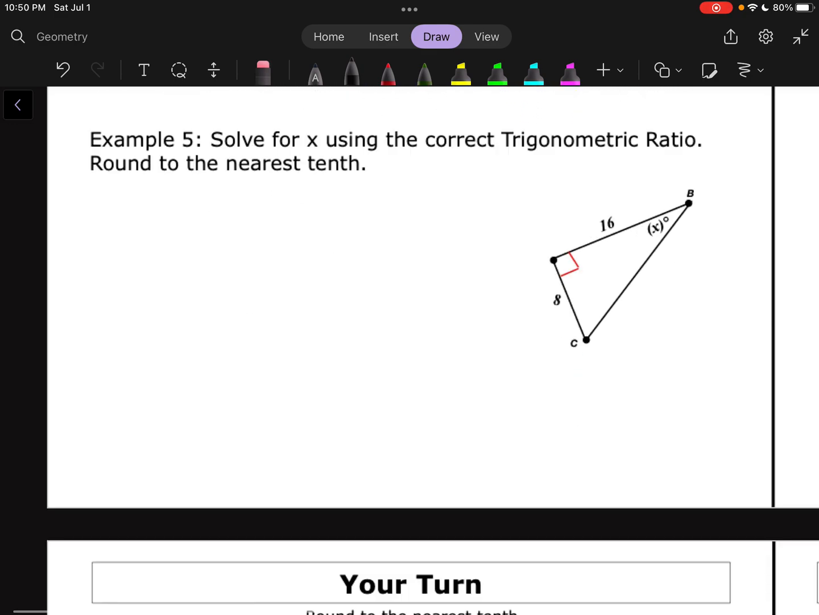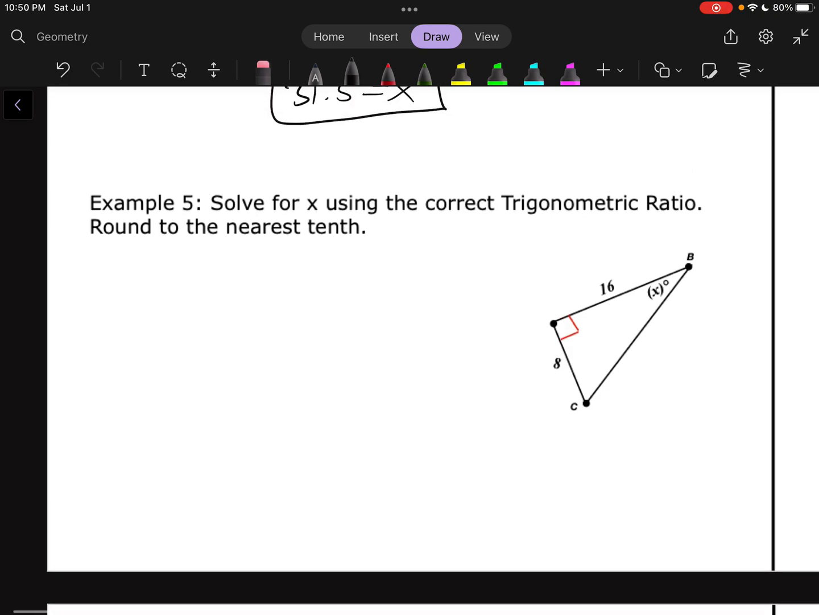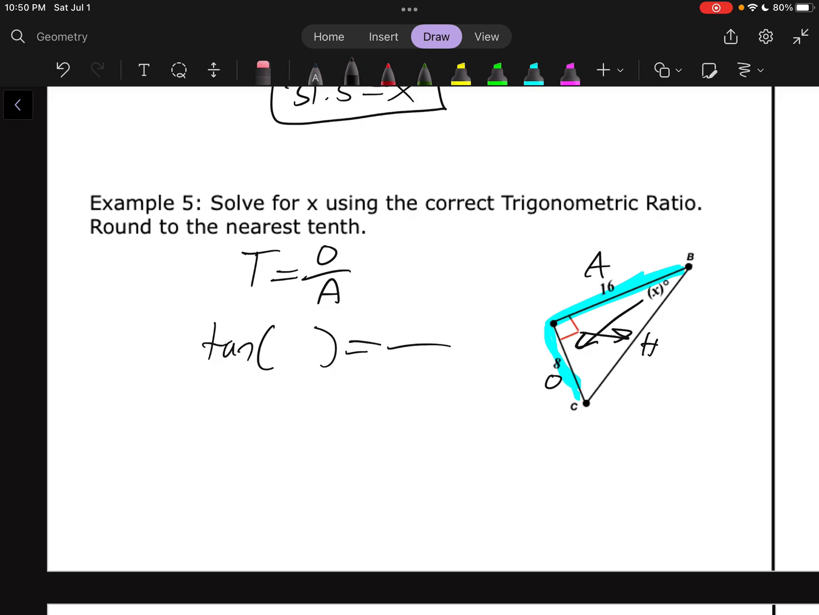And let's check this one out. Drawing some arrows, O, H, and A. This one's O and A. That should be a tangent. Tangent's my function that uses O and A. So tangent parentheses equals ratio. Inside those parentheses goes the angle. This is 8 over 16. Switch it to the inverse function to plug in the ratio so that I can get the angle.